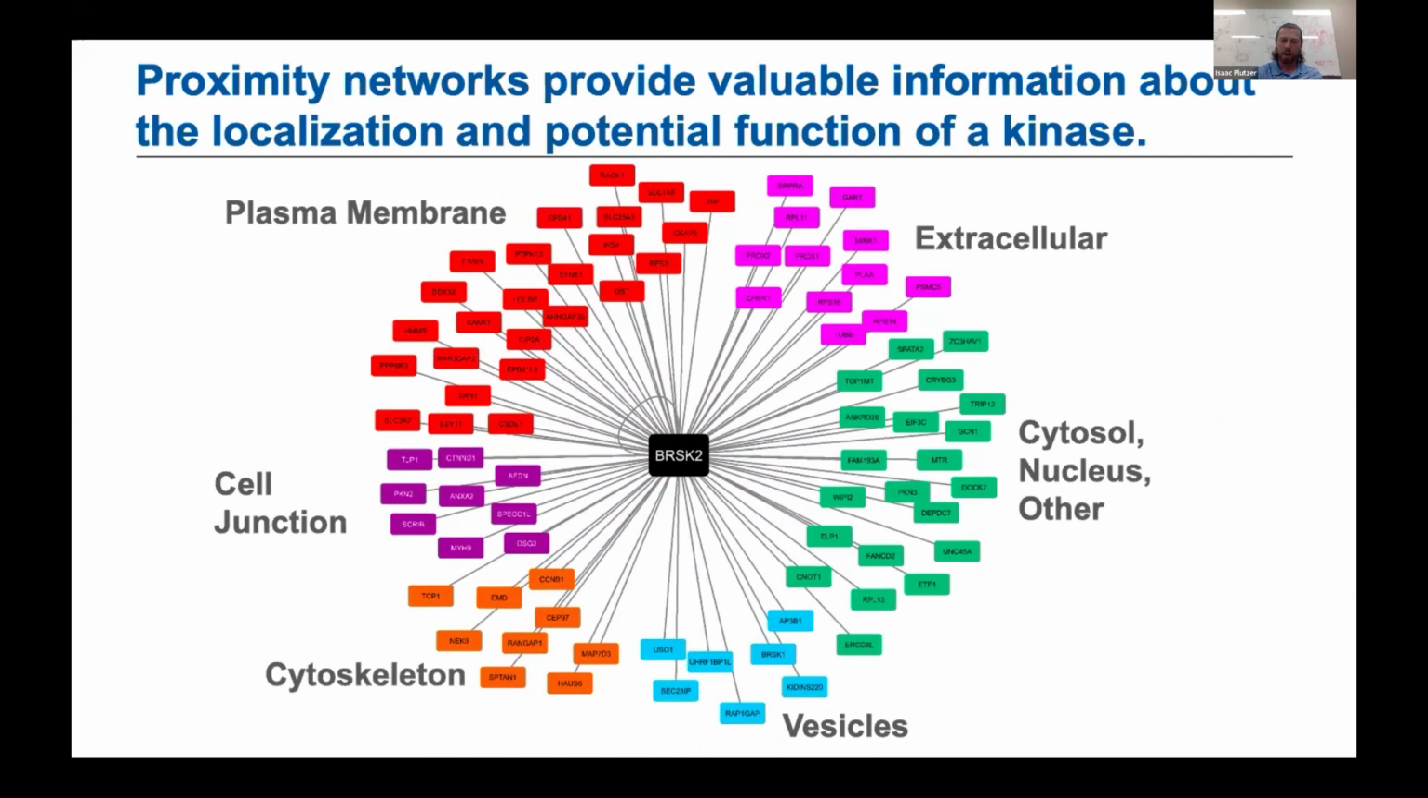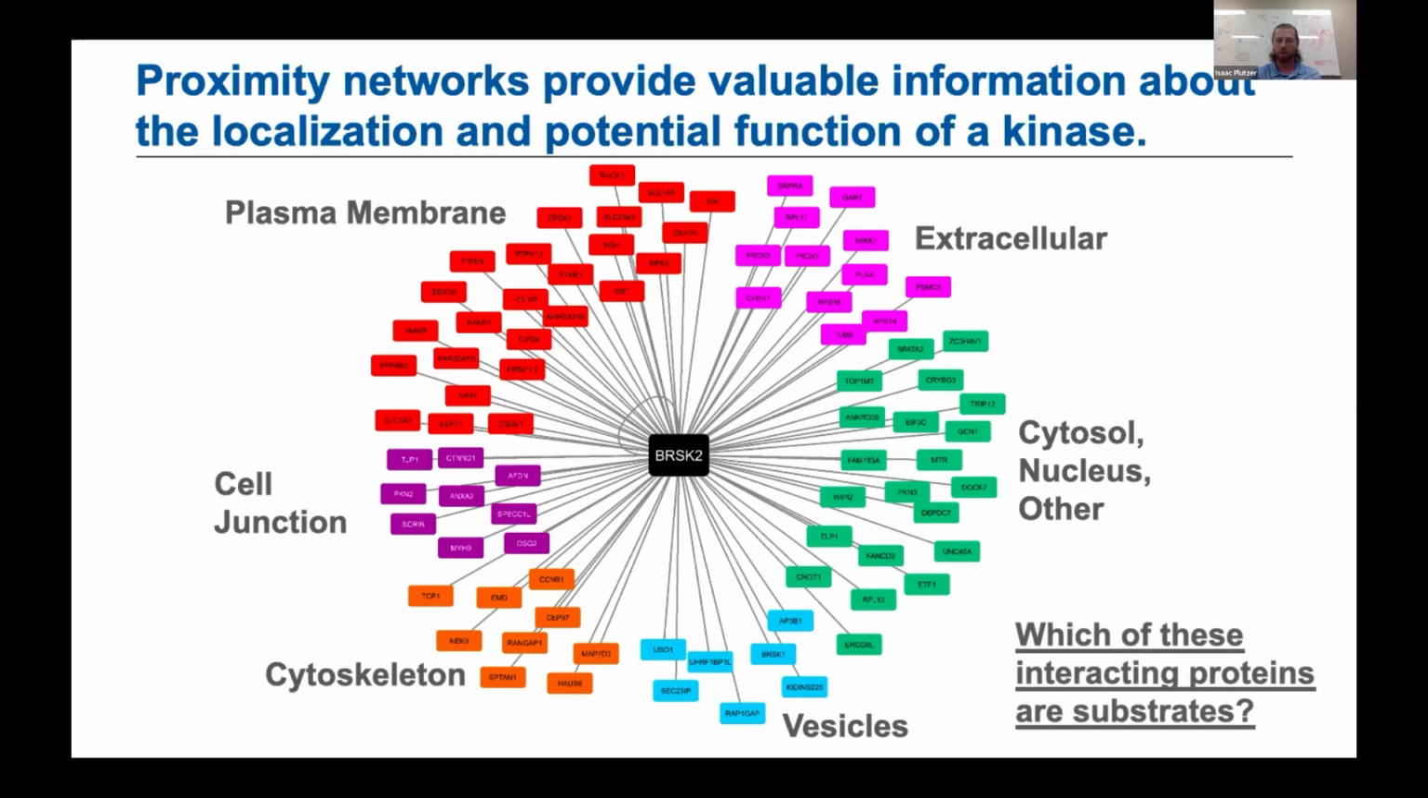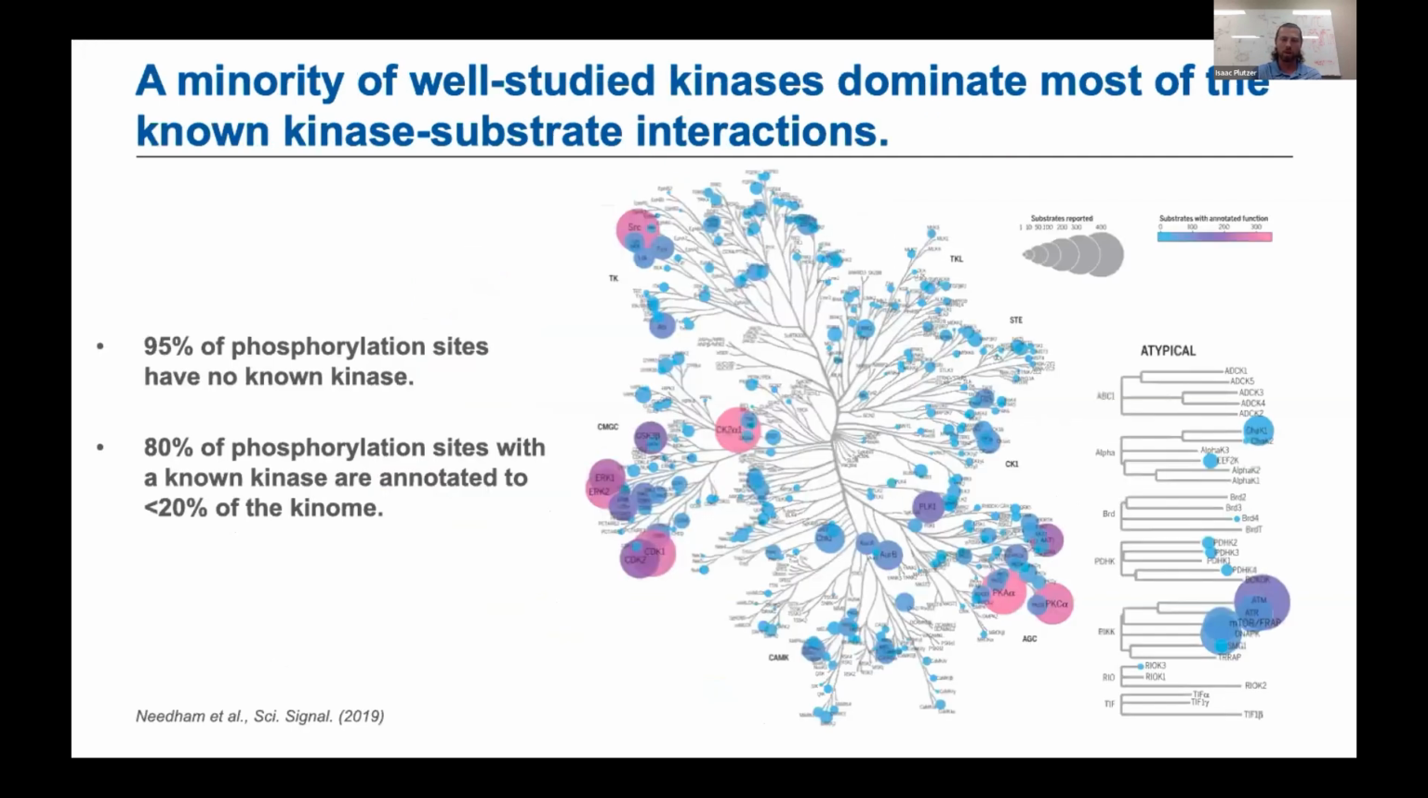One thing that this data doesn't provide us with, however, is an identification of what the substrates are. So we get these big networks of lots of interacting proteins within the cell. But the next question is, which of these are the substrates? And so this is also a major problem in the field of phosphoproteomics, in that most phosphorylation sites that we've seen by mass spec don't have a known kinase that's responsible for that phosphorylation event.